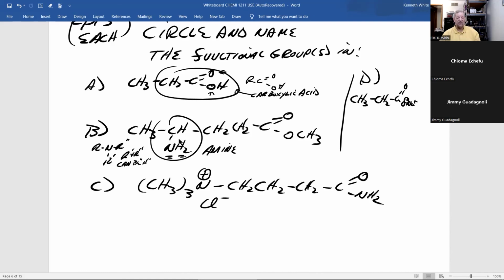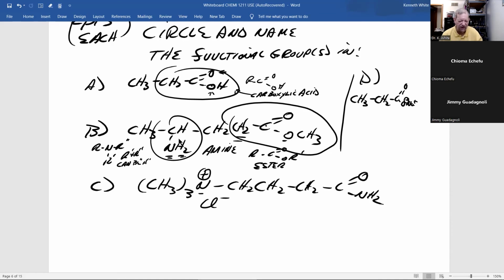Oh, wait, we got something else in this molecule. Oh, carbonyl with oxygen. And on the oxygen, we have carbons, R prime. And the carbonyl, we have carbons, R. What is this? An ester. And let's go to C. Uh-oh, my favorite, one of my favorite functional groups.